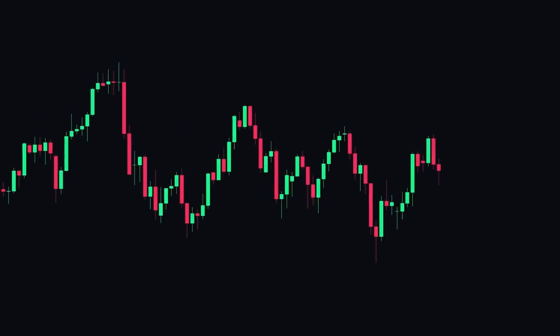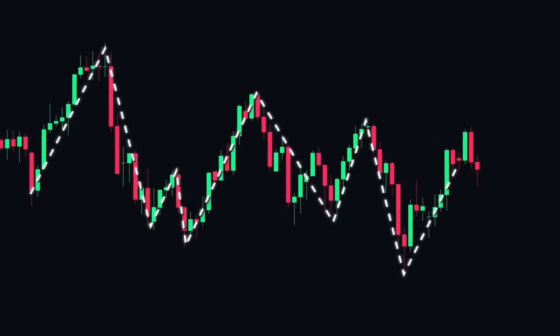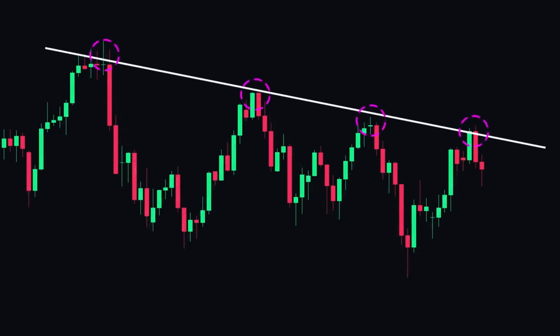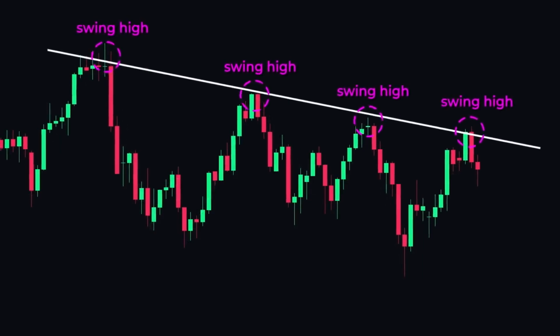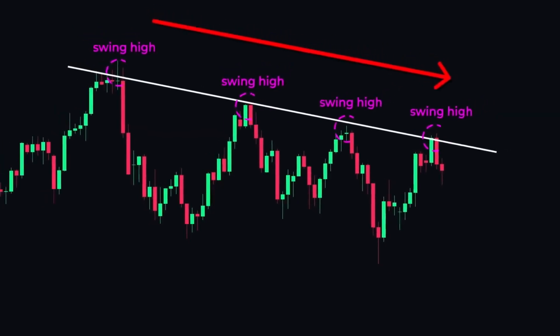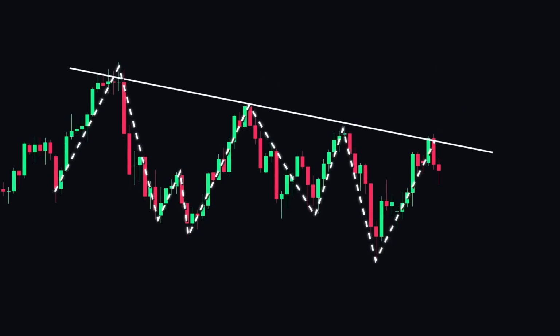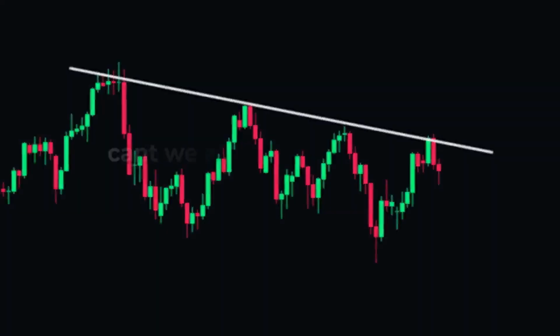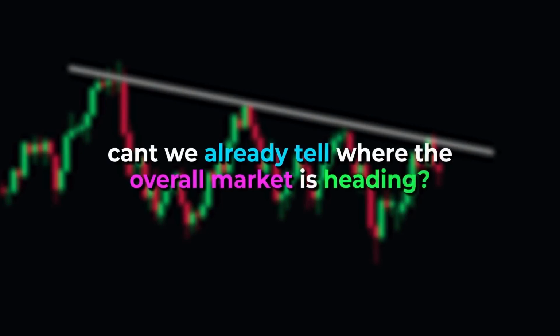Now let's look at the opposite scenario. Here's another chart. Again, we can see that price is fluctuating, moving both up and down. However, when we apply a trend line this time connecting the swing highs, we can see that the trend line is sloping downwards, meaning that despite the short-term fluctuations, the overall market trend is down. Now a question you might be asking is, can't we already tell where the overall market is heading just by looking at it? Why do we even need trend lines?